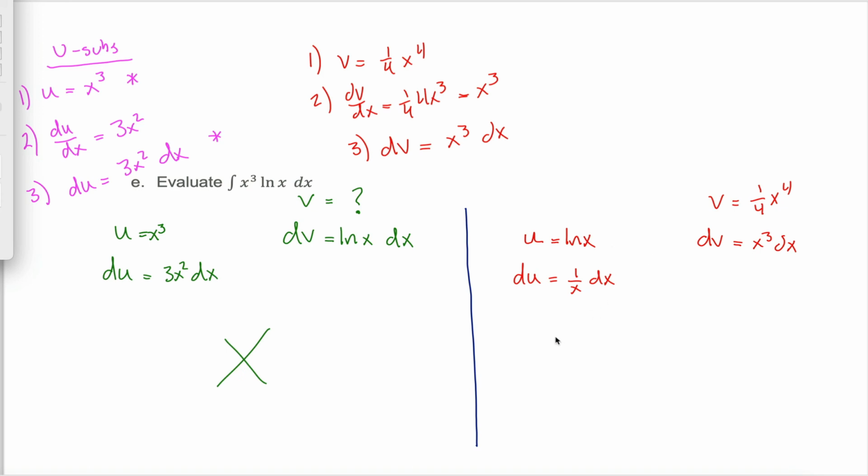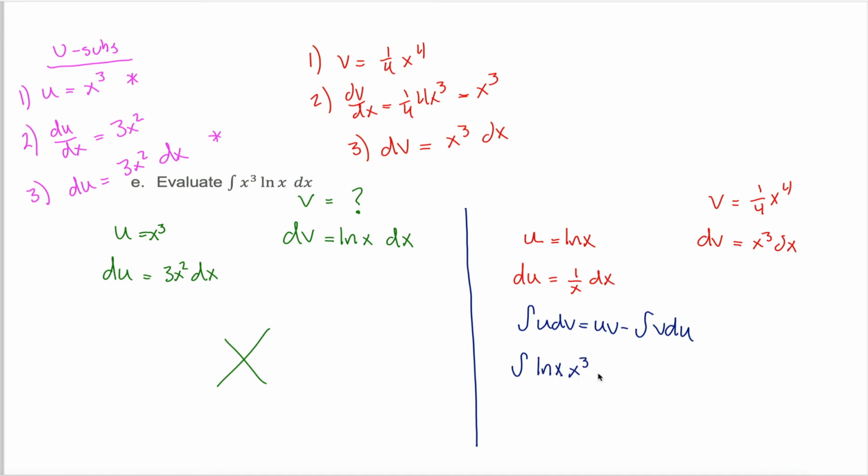Well, remember your integration by parts formula. Your integration by parts formula says that the integral of u dv is equal to uv minus the integral of v du. Let's fill in all the pieces. The integral of u times dv. U is the natural log of x. dv is x cubed dx. Oh, nice. The exact question that I'm asking right here: x cubed times the natural log of x.